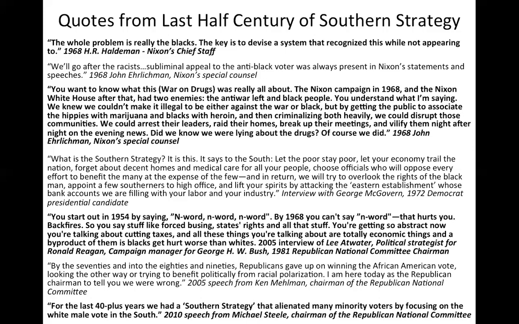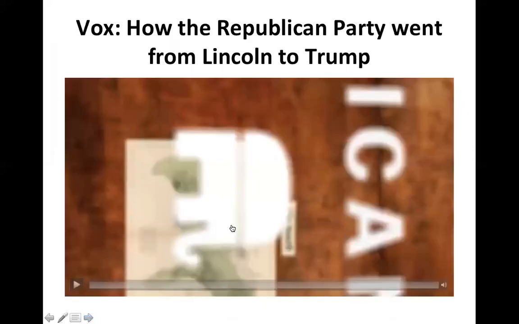Then Michael Steele, the chairman of the Republican Party, in his 2010 speech, actually says, for the last 40 years, we had a Southern strategy that alienated many minority voters by focusing on the white male vote in the South. So yeah, this is definitely a thing. We're going to dive deeper into a lot of these quotes, but I just wanted to put that up there because there are probably a lot of people by now thinking, yeah, this isn't a thing, but let's dive a little bit deeper.